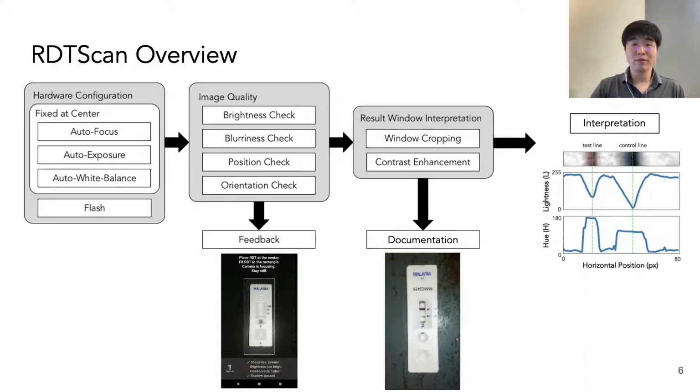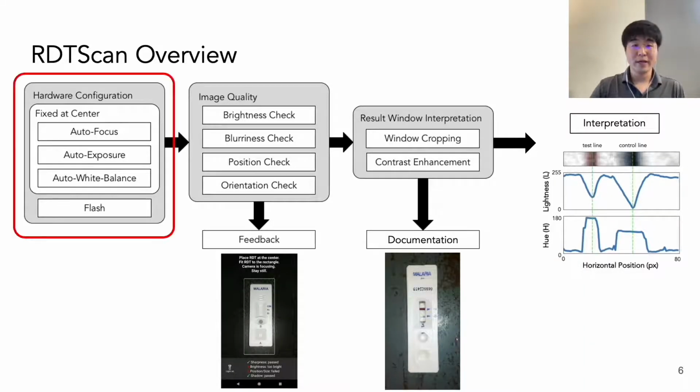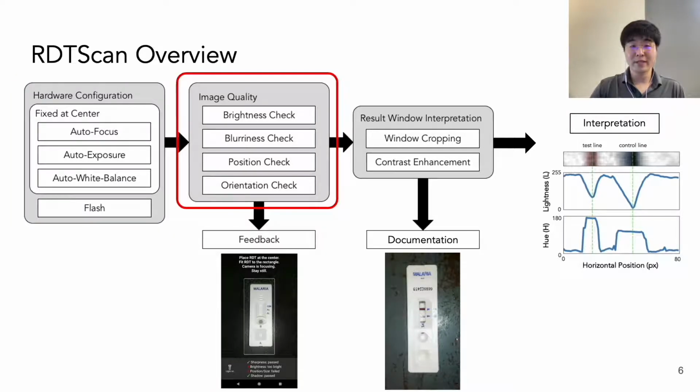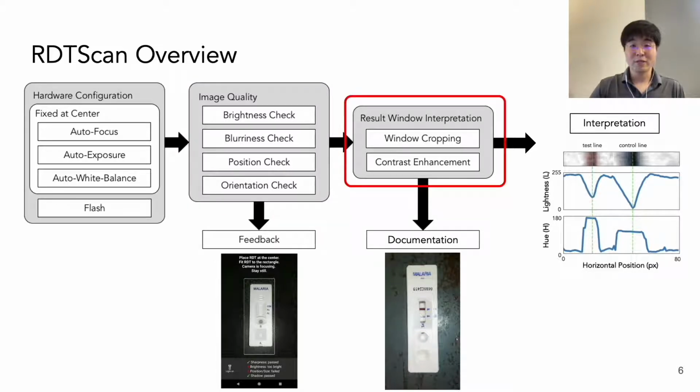Let's take an overview of how RDTScan works. It first configures the camera's auto adjustment with respect to the RDT that will be placed at the center of the frame. Then it checks for brightness, blurriness, position, and orientation. The results of quality checks are shown to the users so that users can follow the instructions to capture RDT images. Once it's captured, it goes through a series of image processing steps to make the RDT results more visible. From here, I'll go into details of each component.